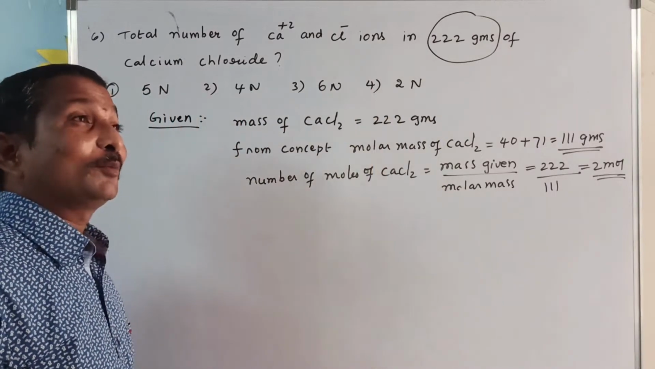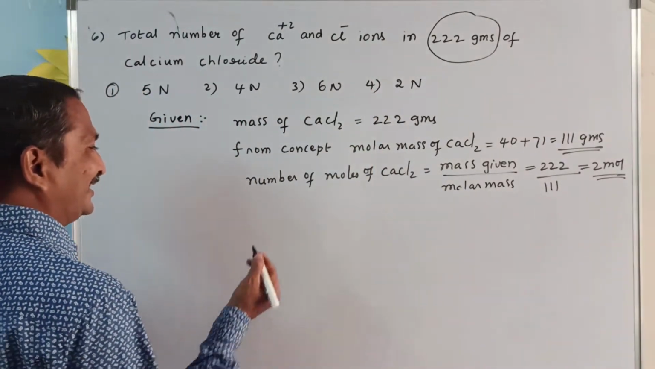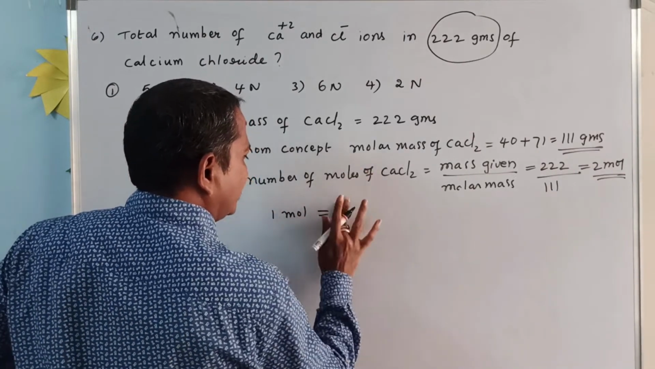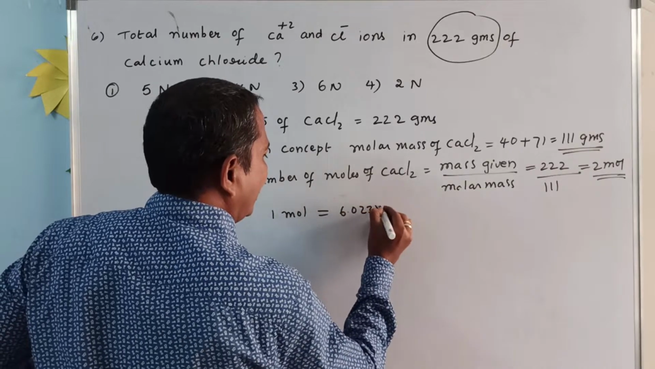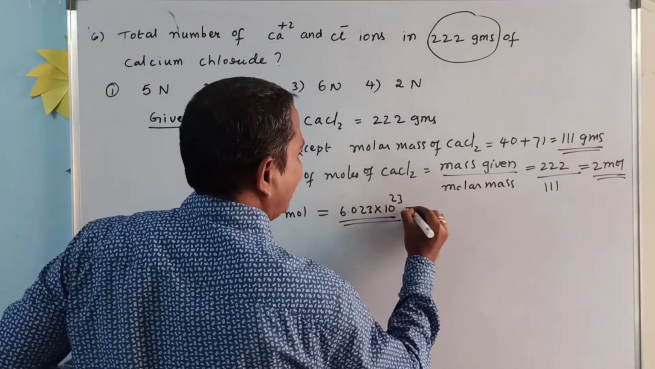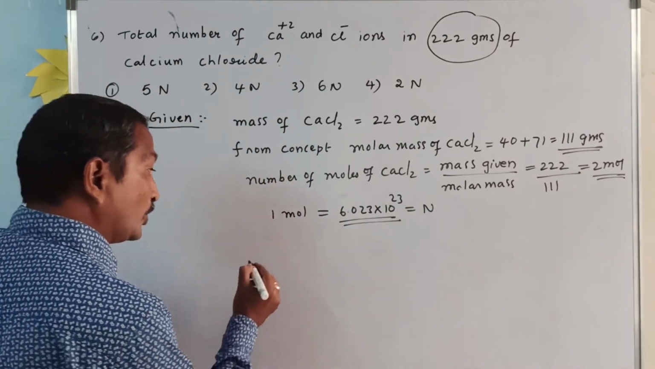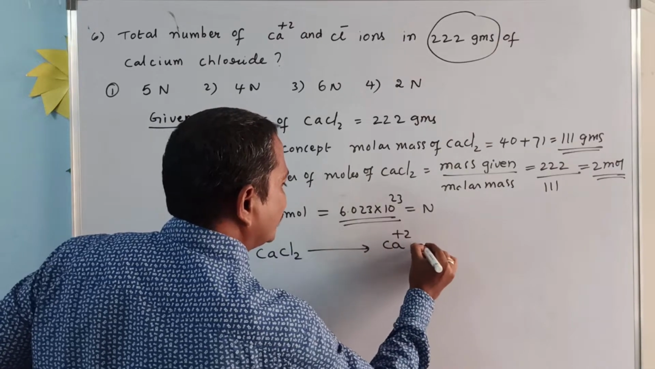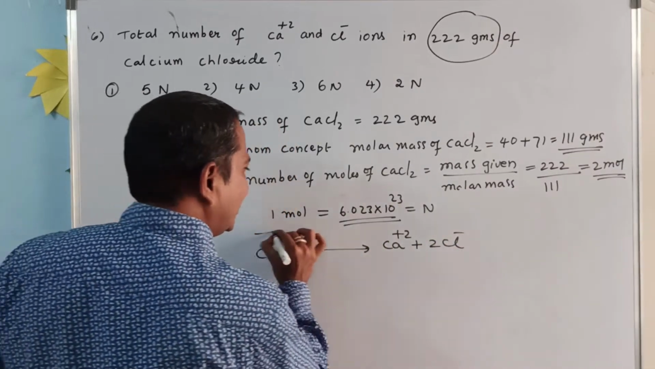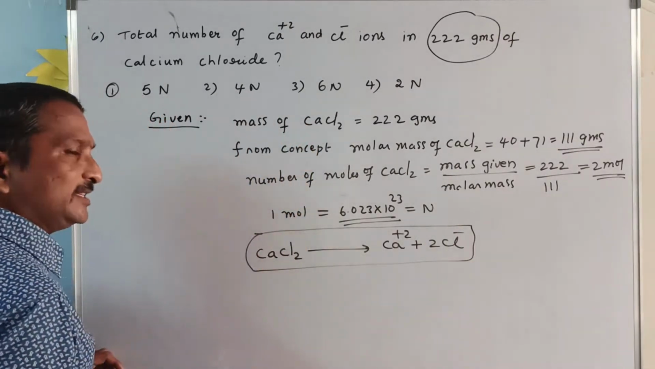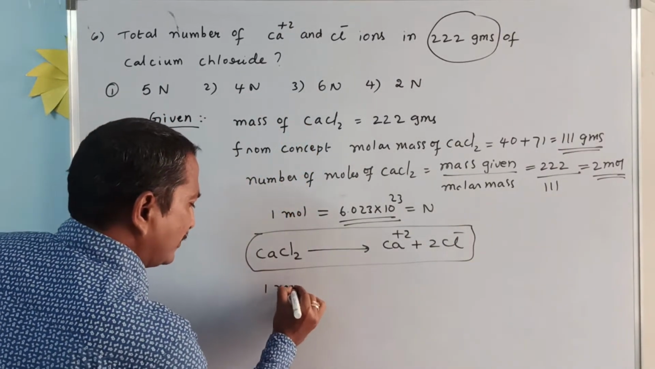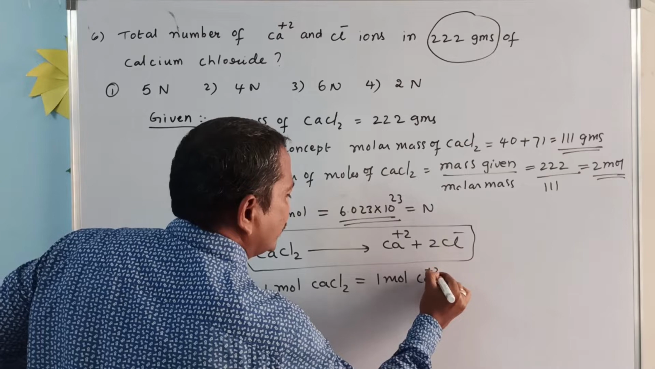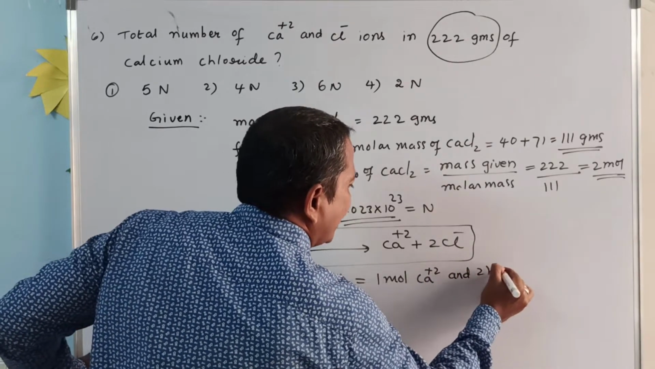What do we know? 1 mole produces Avogadro number. 1 mole is equal to 6.023 into 10 power 23, that is nothing but N. Clear? But calcium chloride ionizes to produce Ca+2 and 2 Cl-. From this equation we can say 1 mole of calcium chloride produces 1 mole Ca+2 and 2 moles Cl-.